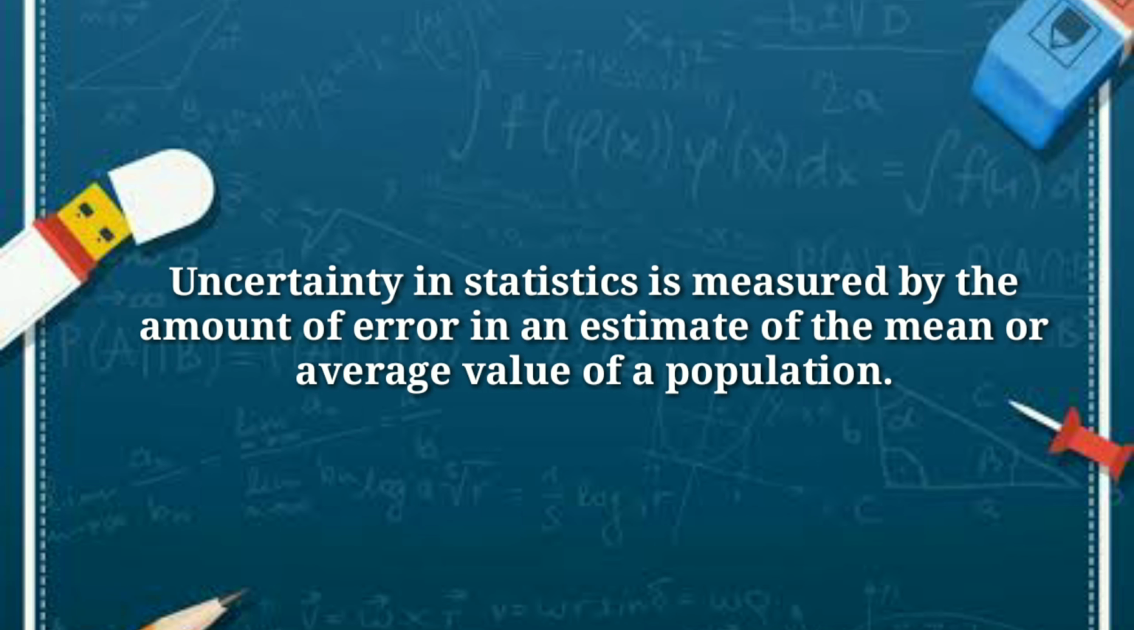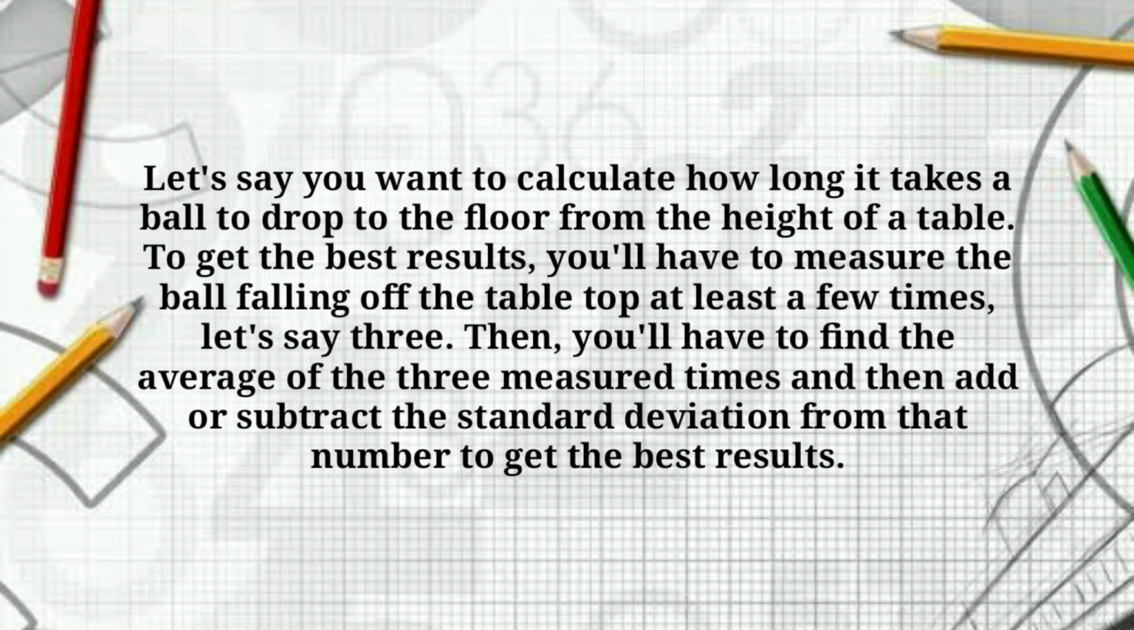Uncertainty in statistics is measured by the amount of error in an estimate of the mean or average value of a population. Example, let's say you want to calculate how long it takes a ball to drop to the floor from the height of a table.